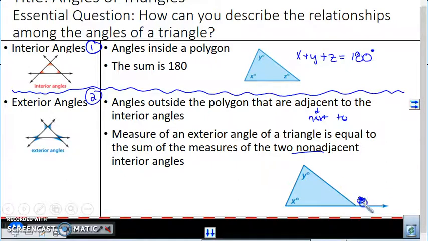I don't want to label this one Z. Let's label this one D like we did in the activity yesterday. So D degrees, that's my clarification, is equal to X plus Y. Remember, this one is Z right here. Okay, the non-adjacent angles, the angles that are not next to it, is how we find that exterior angle with this extended line. All right, let's go ahead and jump into our examples.